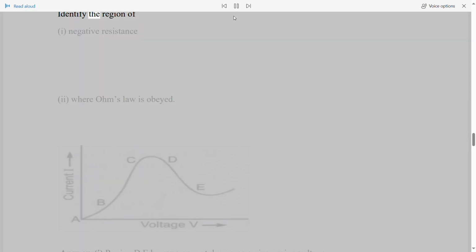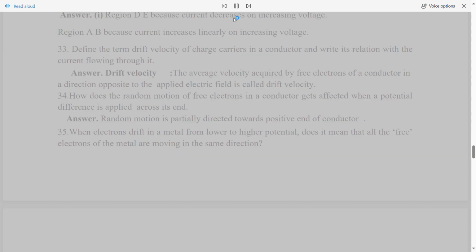Identify the region of: 1. Negative resistance. 2. Where Ohm's law is obeyed. Answer: 1. Region DE, because current decreases on increasing voltage. 2. Region AB, because current increases linearly on increasing voltage.